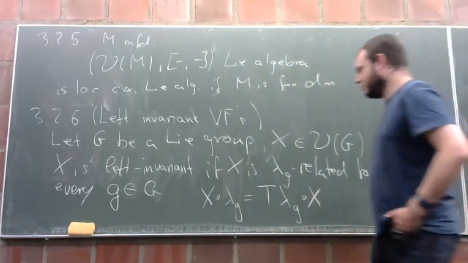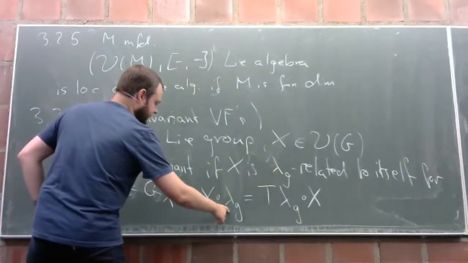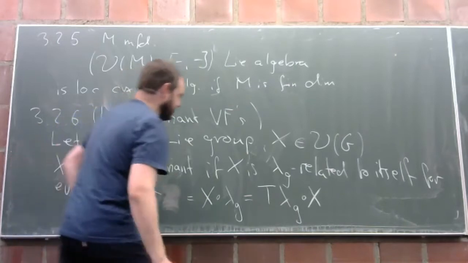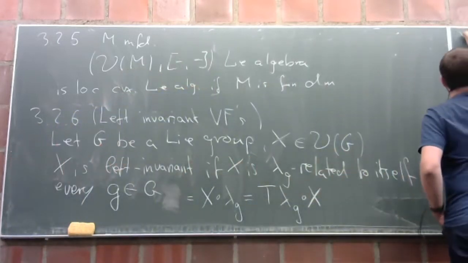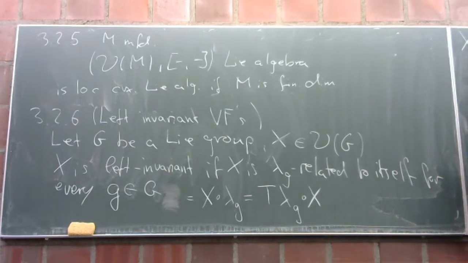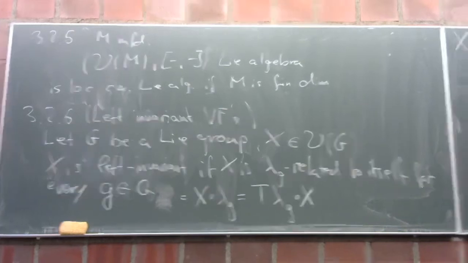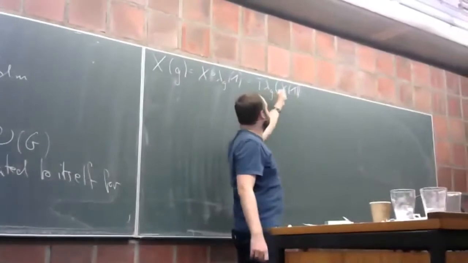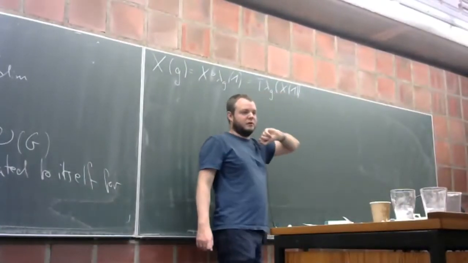Let's write this out in a little more usual notation. If you evaluate the left invariant vector field at point g, then of course this is X composed with lambda g, evaluated at the unit, since I'm just writing g as g times the unit. So this is T lambda g applied to X evaluated at the unit. And what this shows is that a left invariant vector field is immediately determined by its value at the unit. I just need to know the value at the unit, and then I'm shoving it around using this operation all over the manifold G.